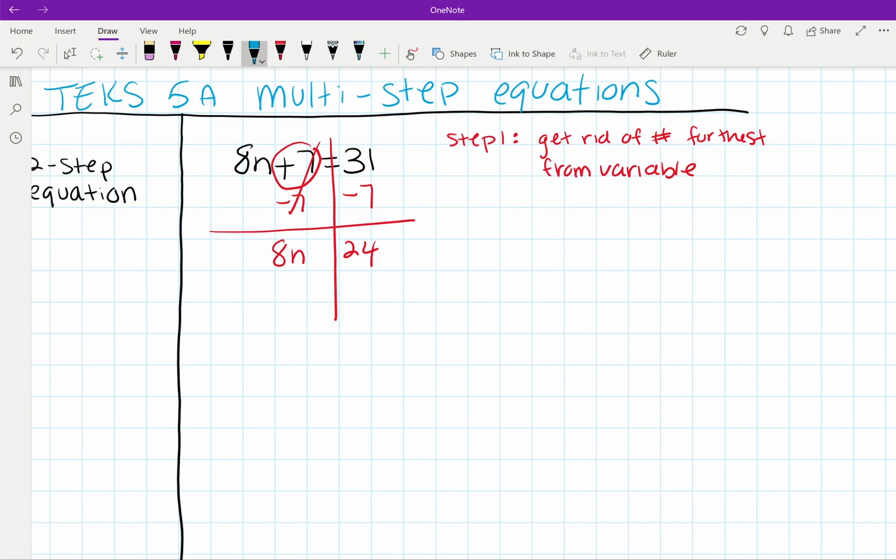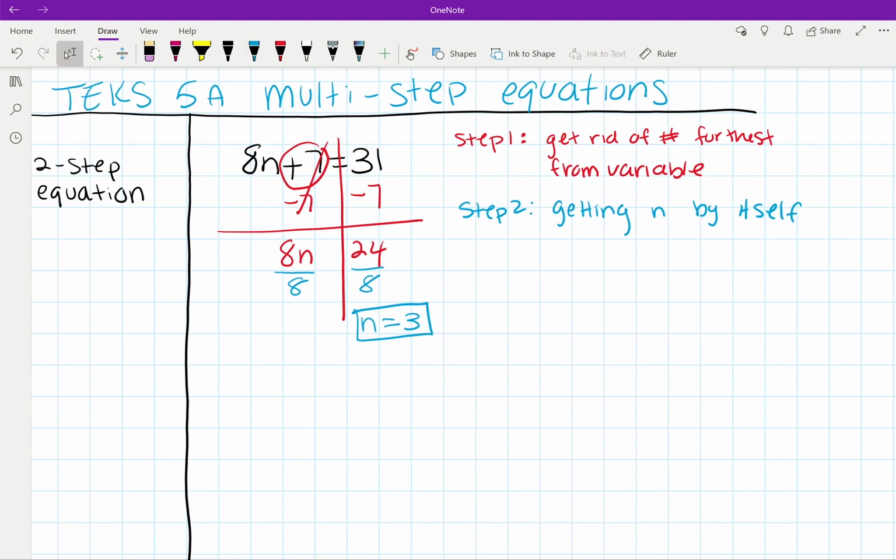Okay, step 2 is getting n by itself. So in order to get rid of that 8, notice that 8 is being multiplied by n. So to do the opposite, we're going to divide by 8, and we get n is equal to 3. That's our answer. So this is a two-step equation.